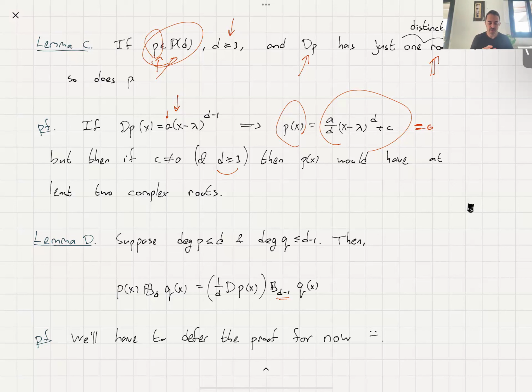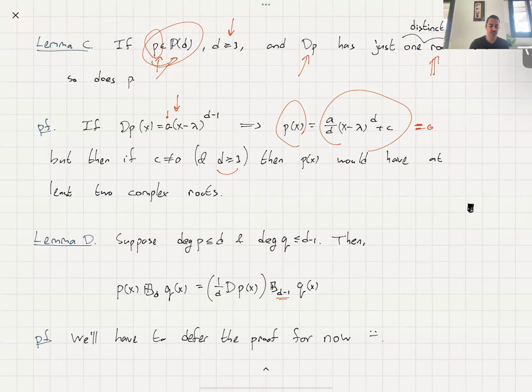Okay, so to recap, this lemma tells us that if you have a polynomial of degree at least 3, which is real rooted with a positive leading coefficient, doesn't really matter, then if you know that the derivative has one distinct root, so does P. It's a property of real rooted polynomials. Good. So that's the second lemma.